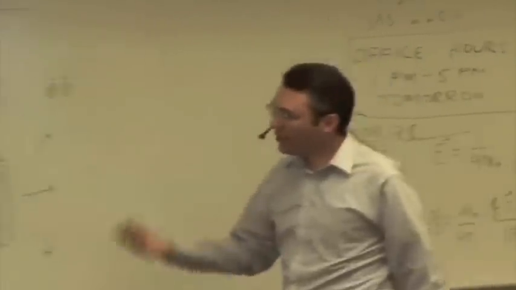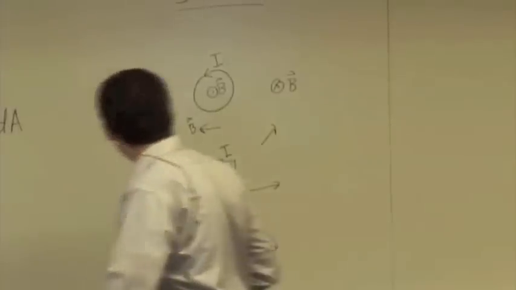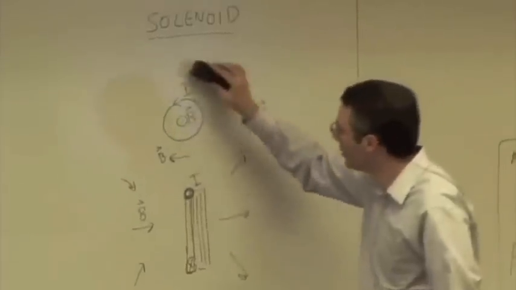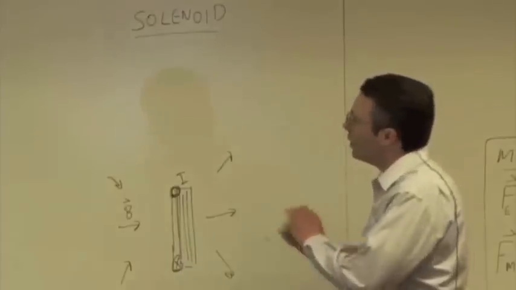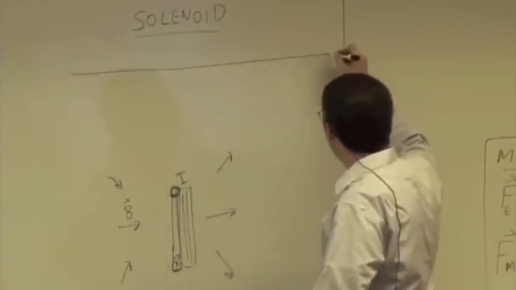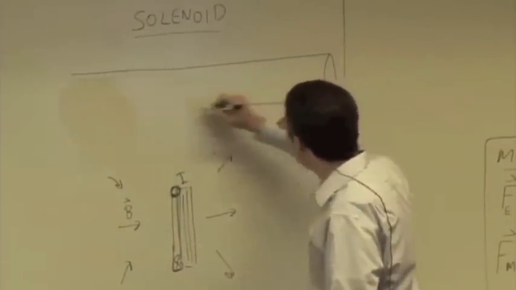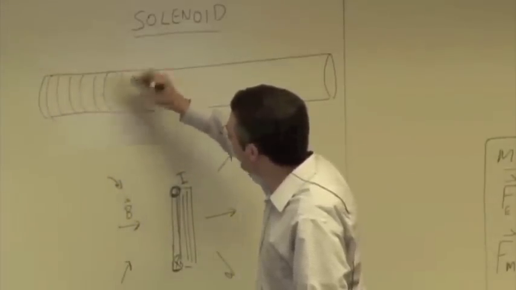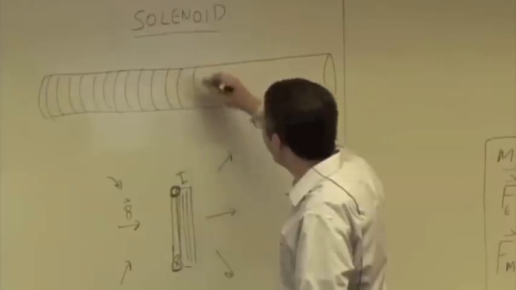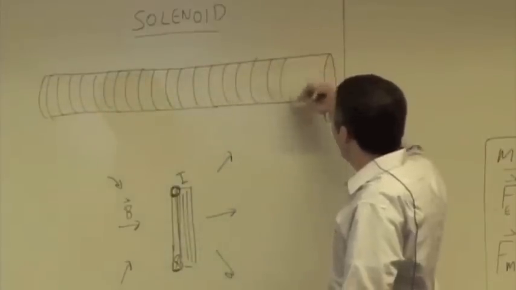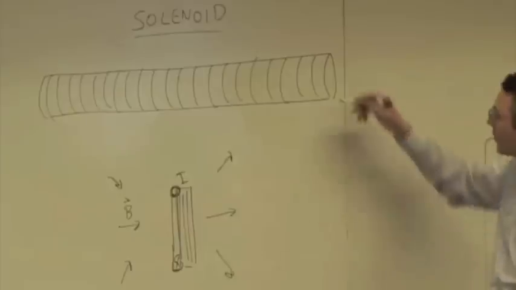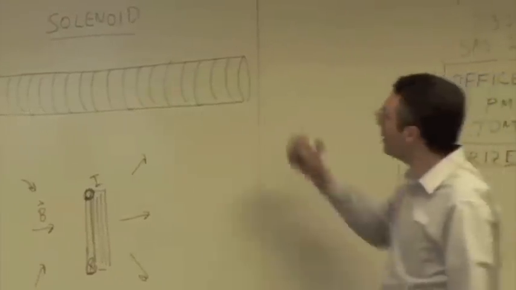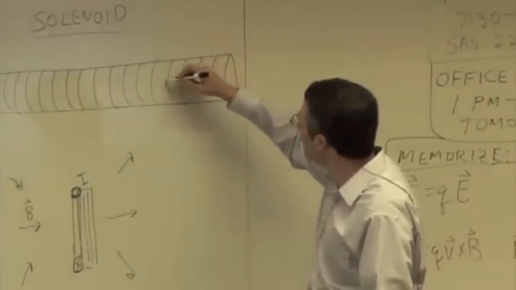Well, a solenoid behaves a little bit differently. A solenoid is a coil, but it's a very long coil. A solenoid is a coil of wire that is much longer than it is wide, at least for how we're defining it. So it's kind of like a long tube like this. If you imagine wrapping a wire around a very long tube, you find something like this.